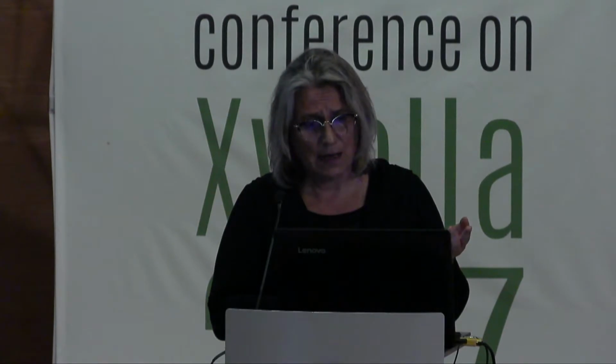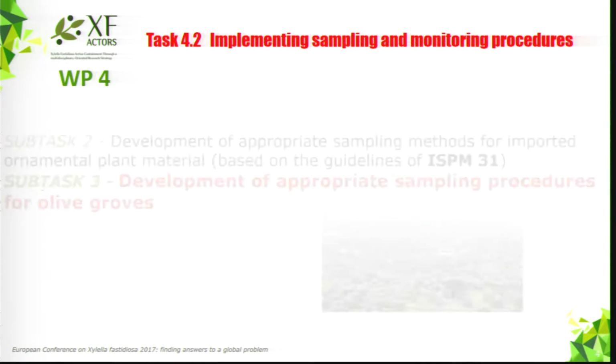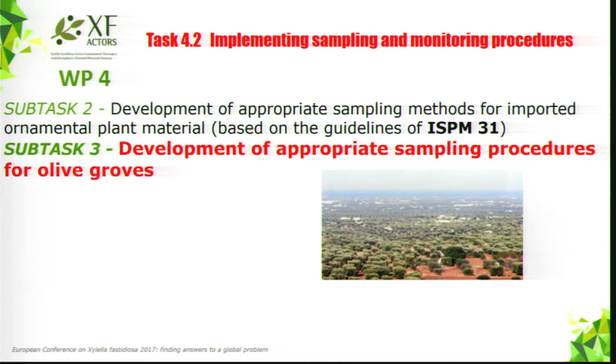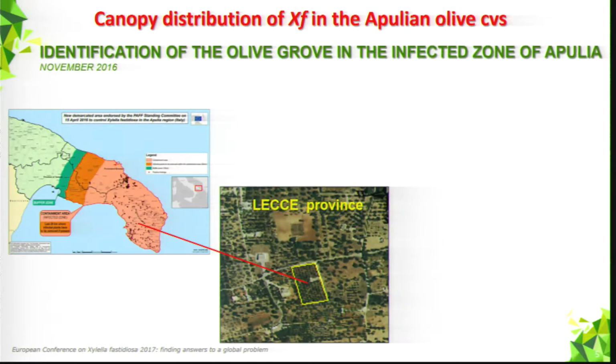Now, as I said, I'm focusing on the activity as a preliminary result of Task 4.2 in WP4, which is focusing on implementing sampling monitoring procedures, and referring to Subtask 3, which is focusing on development of appropriate sampling procedures for olive groves, and so not at the consignment. The knowledge of the canopy distribution of Xylella is important before setting up a sampling method for the olive grove.